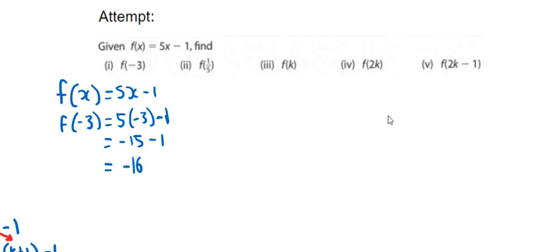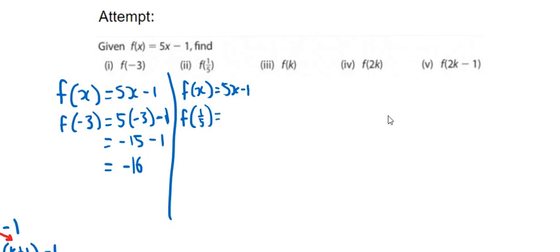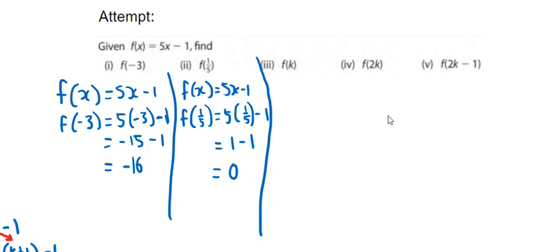The second one here, f of x again equals 5x minus 1. I have to do f of a fifth, so f of 1 over 5. That would equal 5 multiplied by 1 over 5, take away 1. And 5 multiplied by 1 over 5 is just going to be 1. So 5 multiplied by a fifth is actually just 1. So we get 1 take away 1, which is 0 for that one.